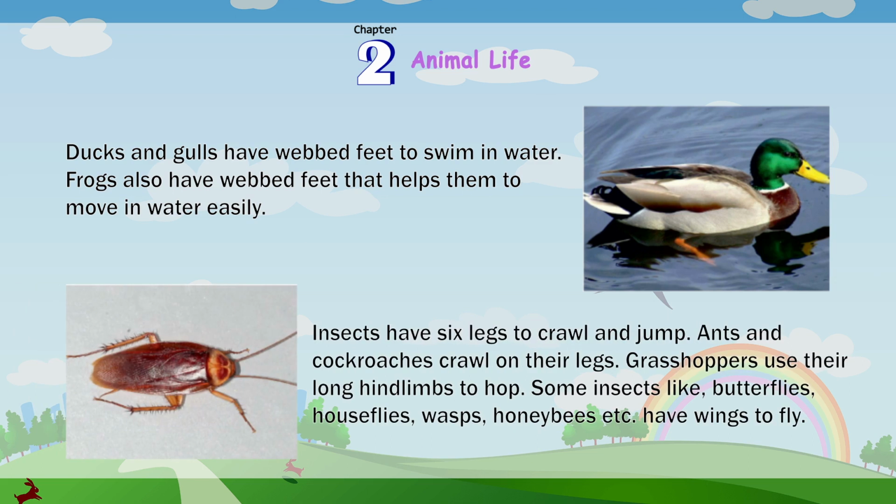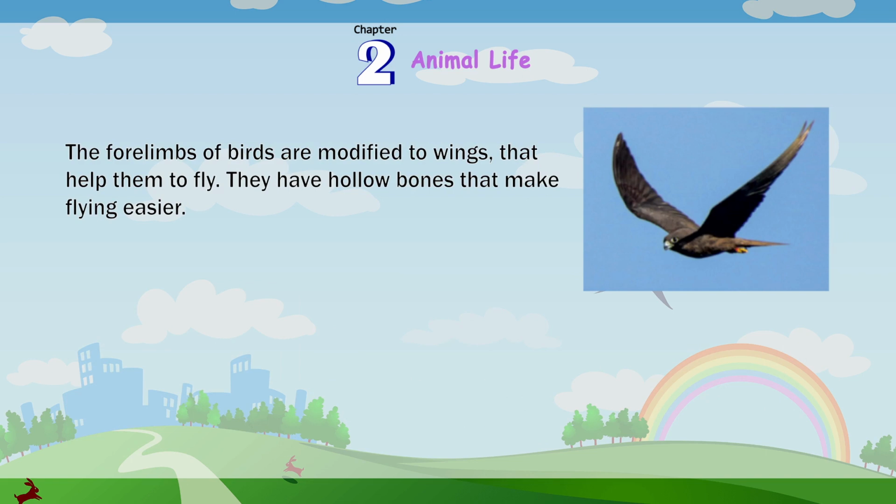Insects have six legs to crawl and jump. Ants and cockroaches crawl on their legs. Grasshoppers use their long hind limbs to hop. Some insects, like butterflies, houseflies, wasps, honeybees, etc., have wings to fly. The forelimbs of birds are modified to wings that help them to fly. They have hollow bones that make flying easier.